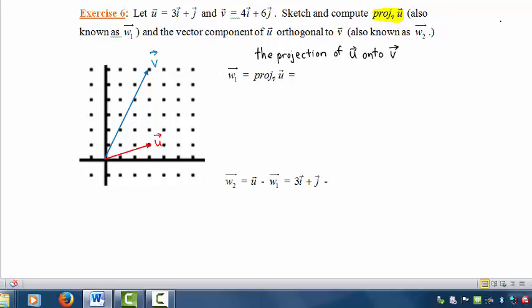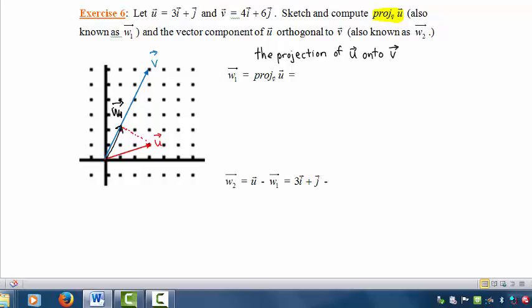So let's figure out how we draw it to begin with. Extend a dotted line from the tip of U until you form a perpendicular with V. And then W1, the name we're giving the projection of U onto V, is the vector from the origin to the point where that perpendicular projection reaches V. So W1 is the projection of U onto V.